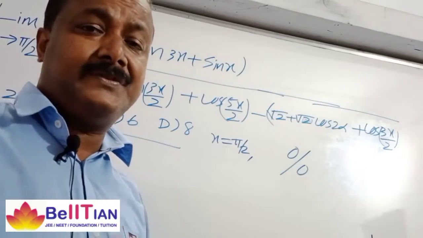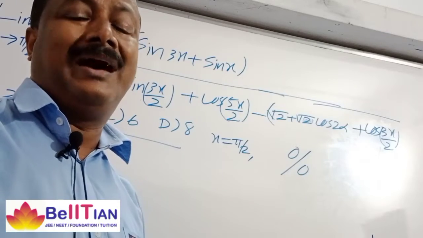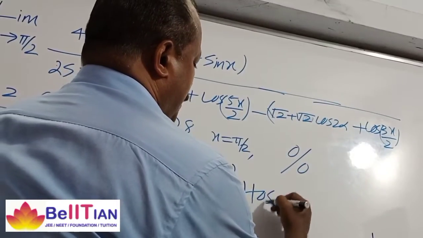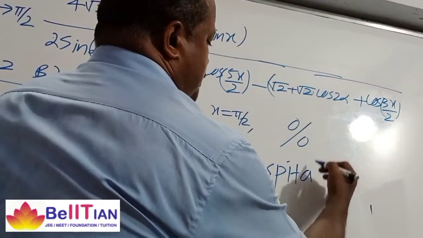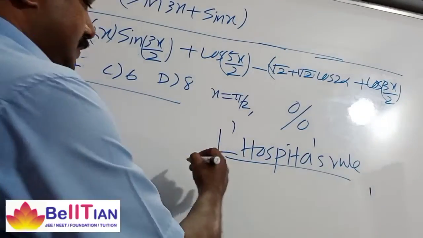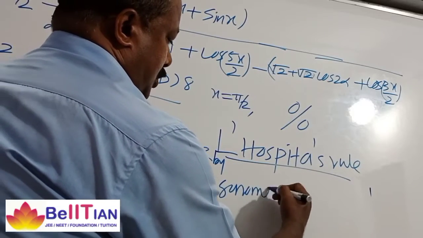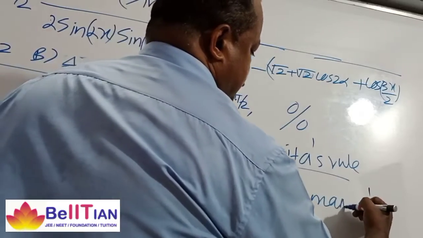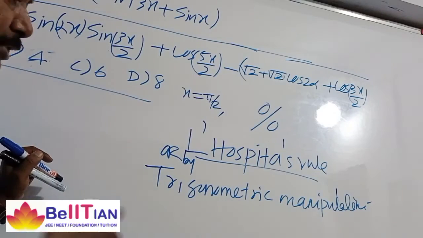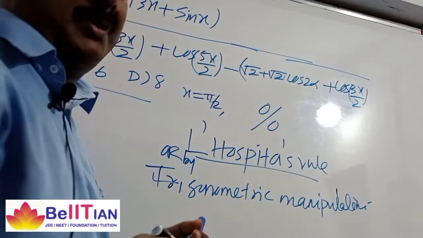If 0 by 0 exists, then we can do this problem by the method of calculus, that is L'Hopital rule, or by trigonometric manipulations. I prefer trigonometric manipulations for this problem, because we cannot blindly apply L'Hopital rule to any problem; it depends.